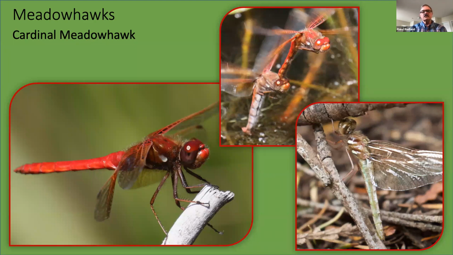This group of what I'll call the red meadowhawks is certainly one of the most dramatic. Can also be a little bit of a challenge from an identification perspective, but can be a lot of fun. So cardinal meadowhawk, you can see, has basically solid red abdomen and these very small stripes and a sort of reddish face.